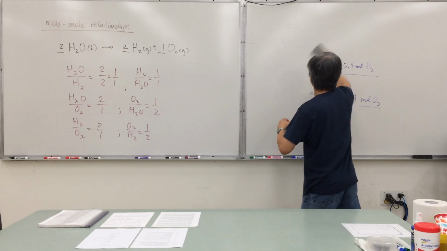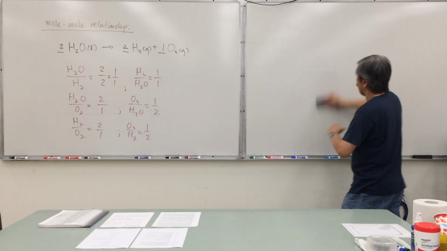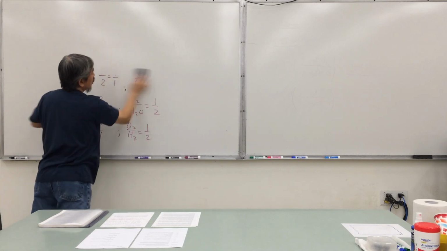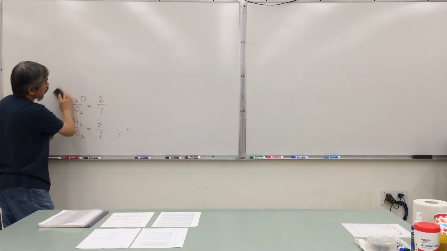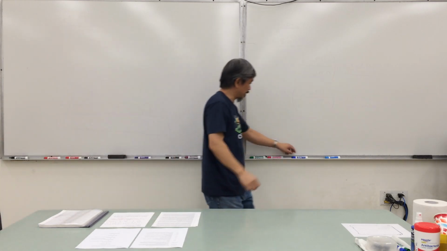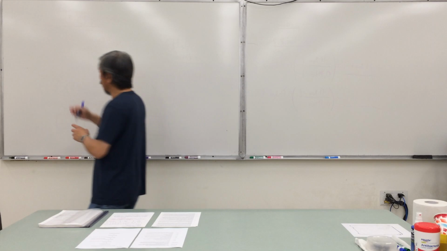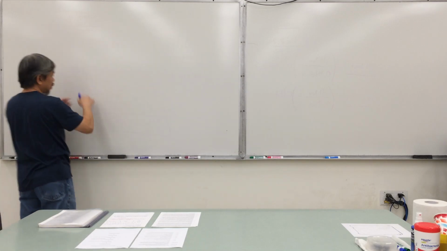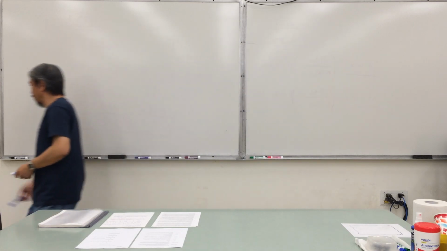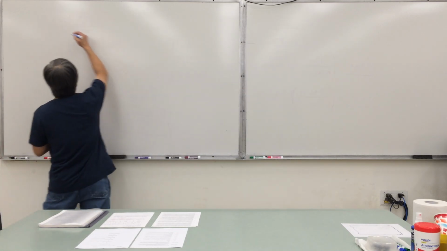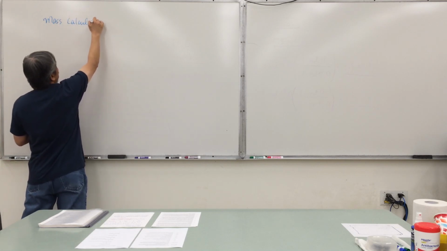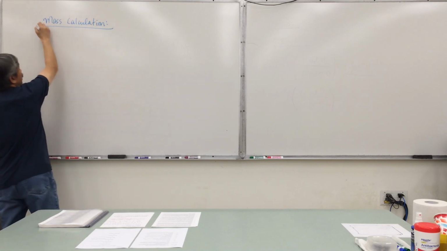So how does mass now come into play? The key is, again, making sure you understand where the connections are. In this case, we have made the mole-to-mole connection using the coefficients. The next step now, of course, is to make the mass connection. So in the next one, let's take a look at mass calculations. Let's use another example and see how this works.